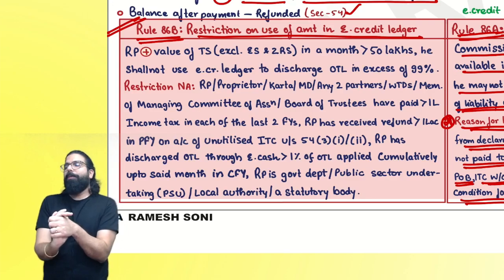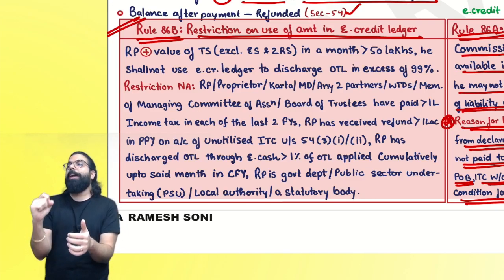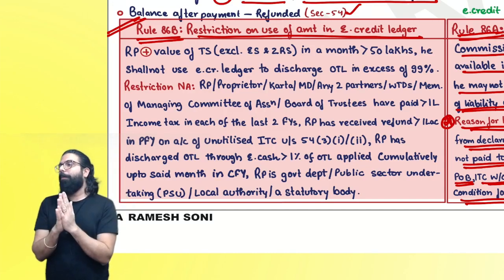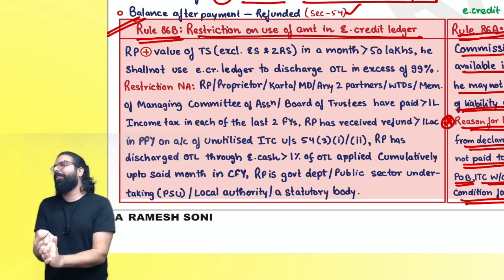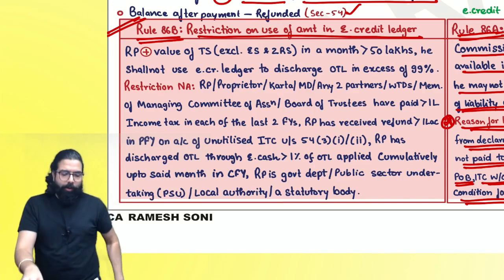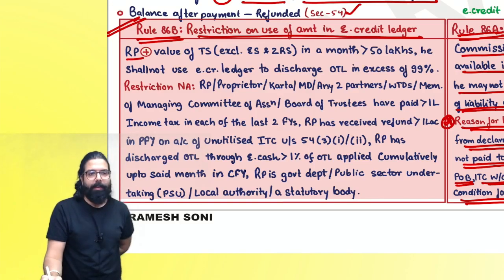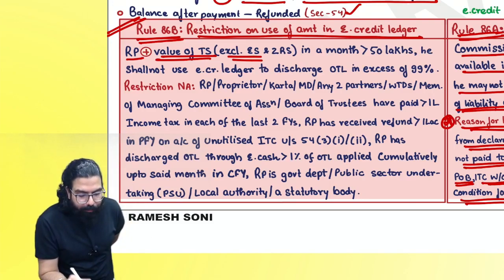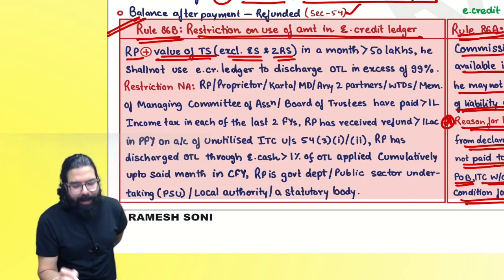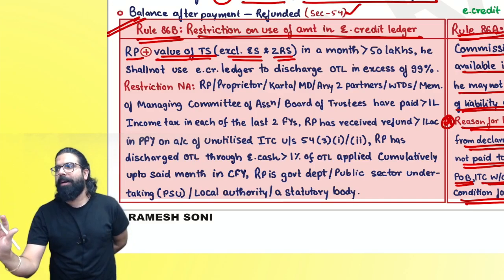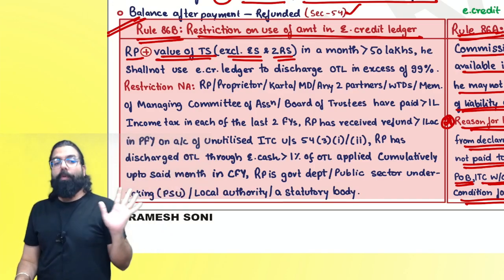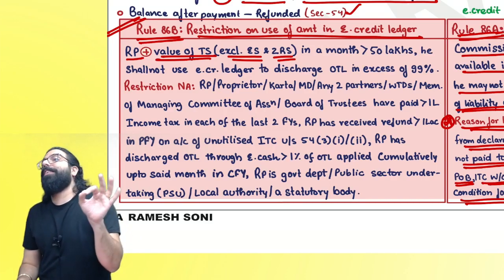You know what? The government told Ramesh, you can use your credit only up to 99%. 1% you have to pay in cash only. The government imposed this condition saying 1% you have to pay in cash. So the government told that if you are a registered person whose value of taxable supply, excluding exempt supply and zero rated supply, and as of now, at intermediate level, you can understand zero rated supply: when you export, the tax payable on that is zero, and so it is known as a zero rated supply.